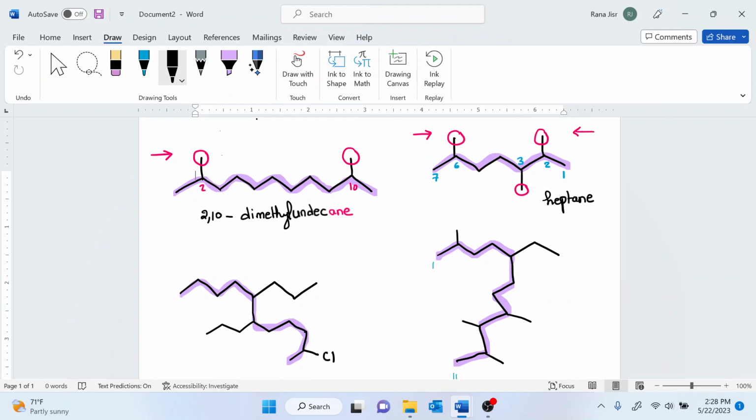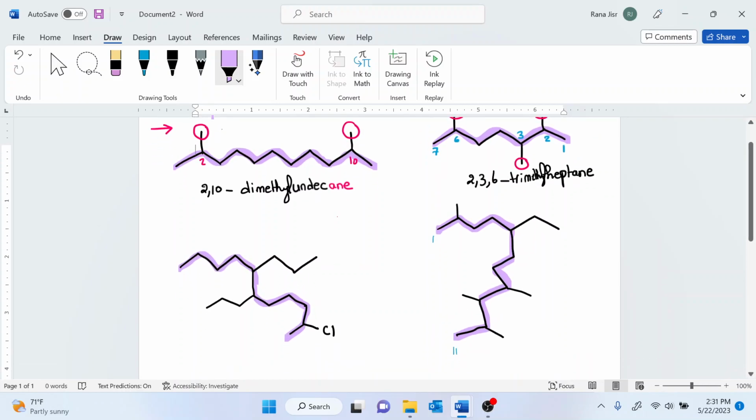Here, all of these are CH3s. I'm going to give each one a number. So it's going to be 2, 3, and 6. And notice the numbers need to be from the lowest number to the highest number, 2, 3, and 6. And it's going to be trimethyl and heptane.